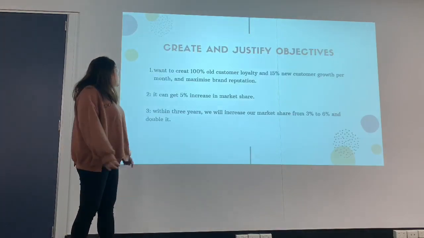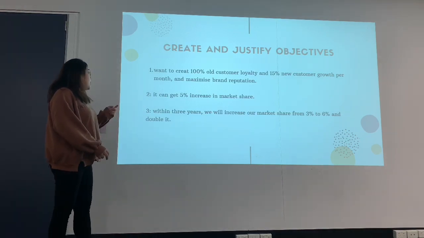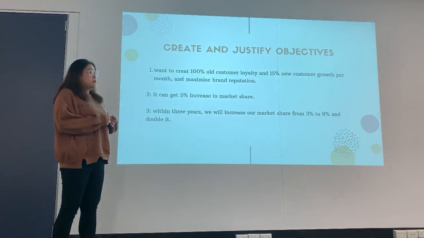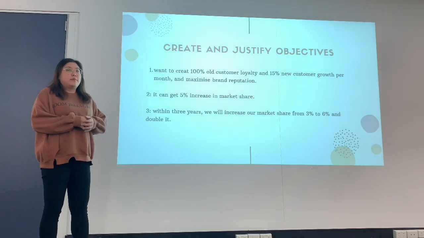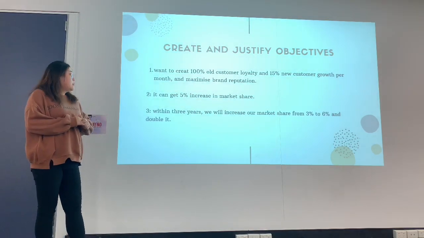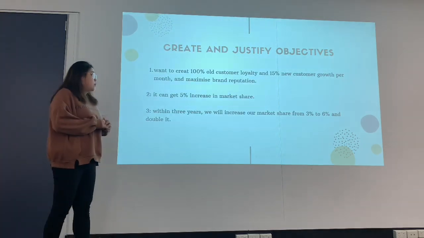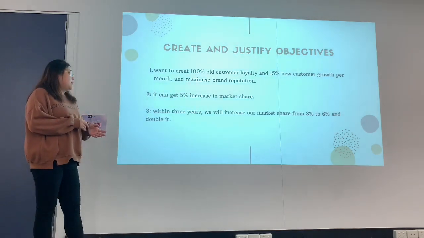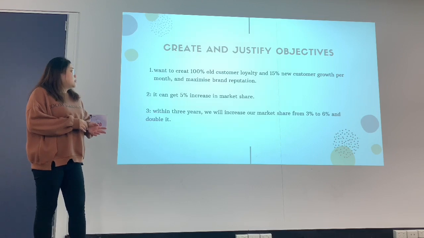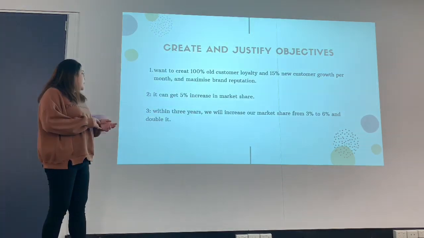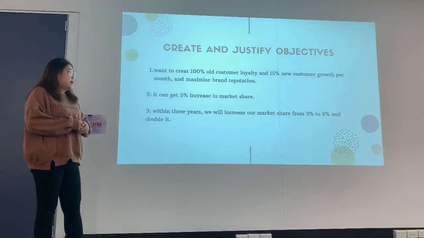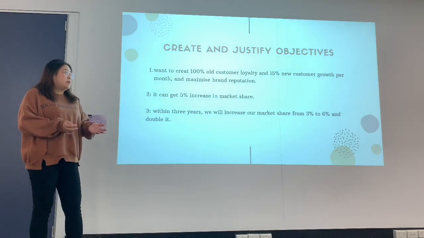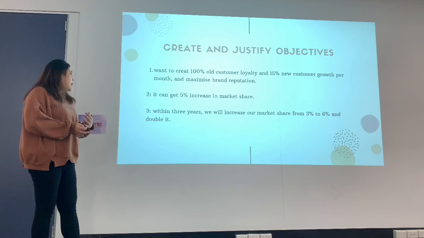The next page introduces creating and justifying objectives. Based on customer feedback and the information in the annual report, we can aim for 100% customer loyalty and 50% new customer growth per month, and maximize brand reputation. It can get a 5% increase in market share, and within 3 years we will increase our market share from 3% to 6%, and double it.